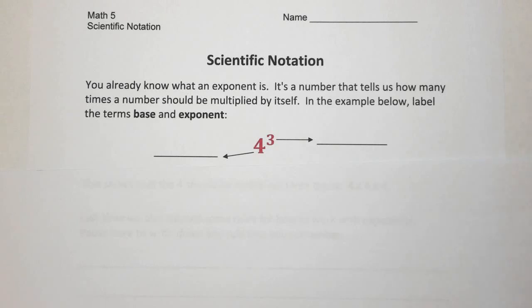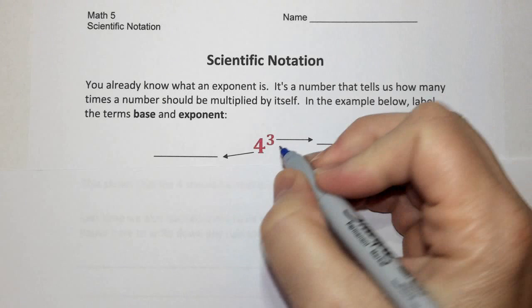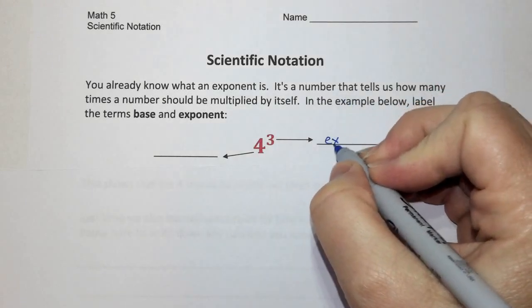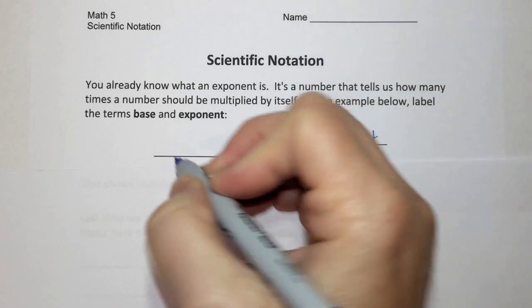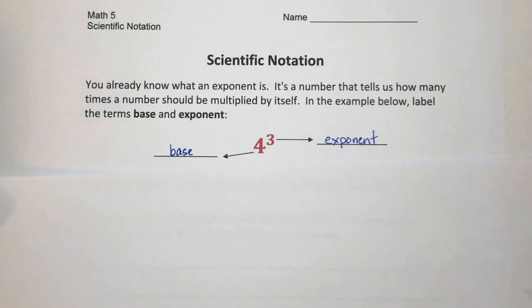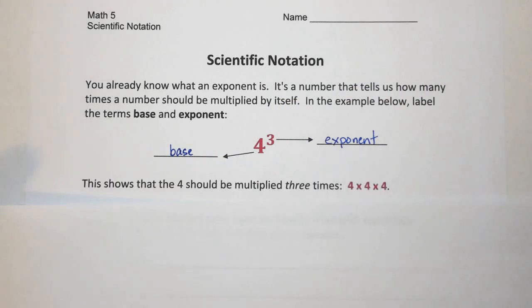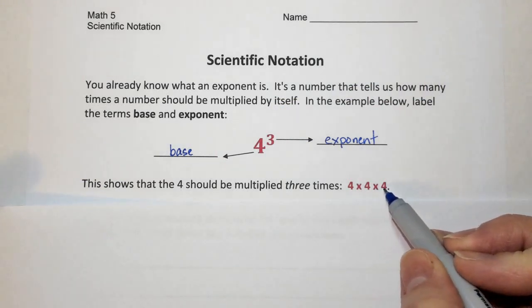You already know what an exponent is. It's a number that tells us how many times a number should be multiplied by itself. In the example below, label the terms base and exponent. Well, we know the exponent is this tiny number up above here, so I'm going to write exponent here. And the base is the large number. This shows that the 4 should be multiplied 3 times by itself: 4 times 4 times 4, or 4 to the power of 3.